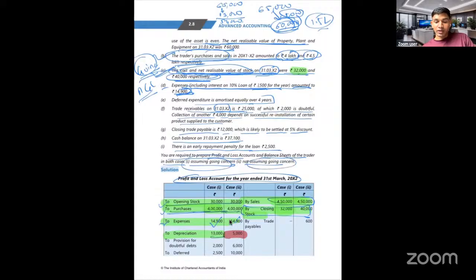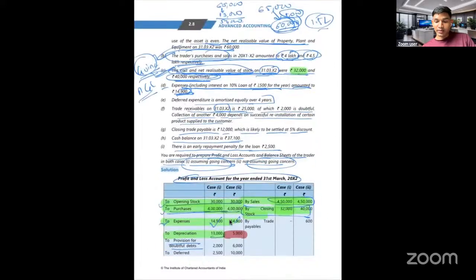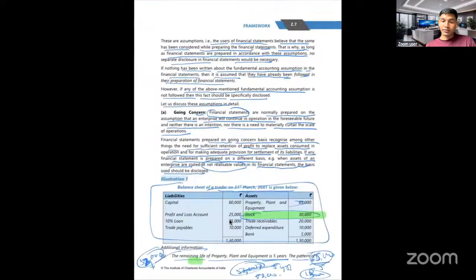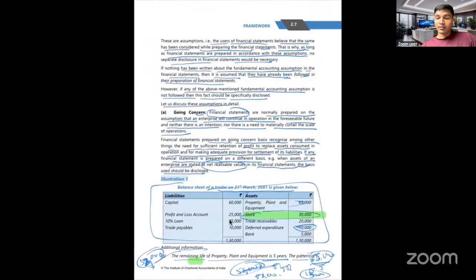Okay, now the provision for doubtful debts. Here we can see this will be covered. Okay, deferred expenditure is amortized equally over 4 years. So here we have deferred expenditure of 10,000, which we have to amortize over the period. Over 4 years, it will be 2,500 per year. So here it should be 2,500.